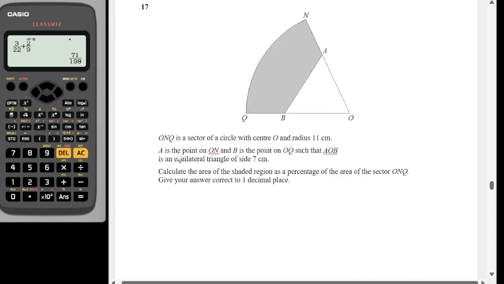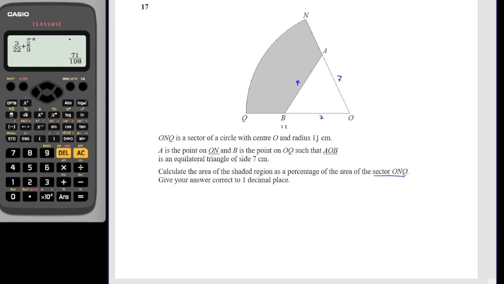Okay, question 17. So we've got a sector of a circle with a radius of 11. A is a midpoint on ON and B is a midpoint on OA, such that AOB is an equilateral triangle of side 7. So 7 by 7 by 7. Calculate the area of the shaded region as a percentage of the area of the sector.